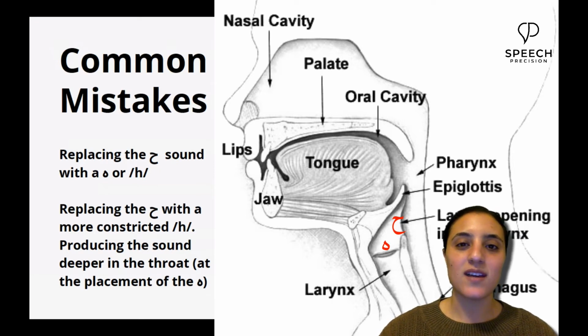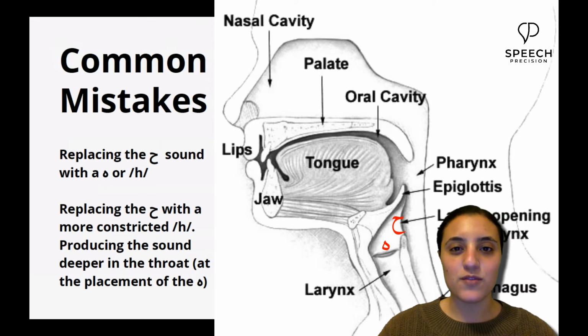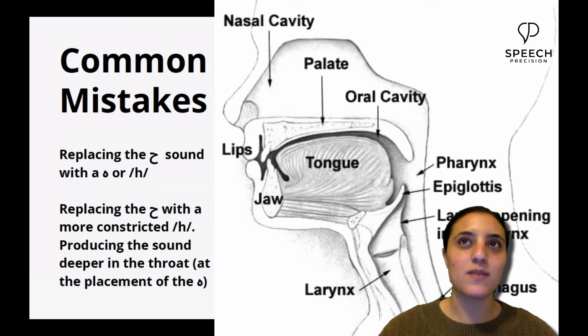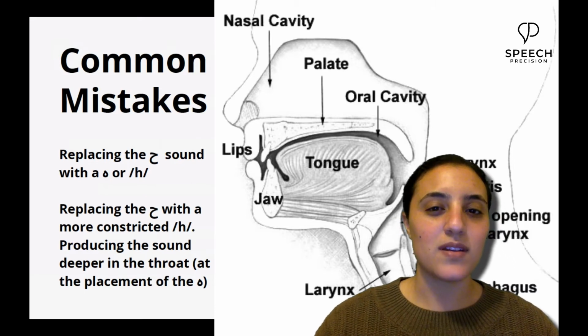So someone might constrict that ha sound to try to make it sound closer to a ha, but really it's coming from the wrong place. So it might sound something more like ha, ha, instead of ha, ha. It's closer, but not quite there.